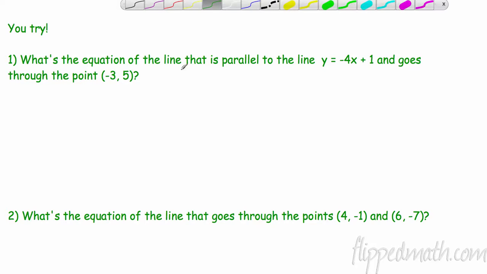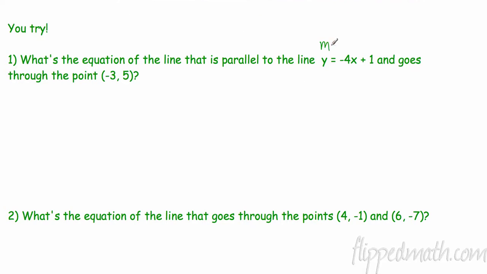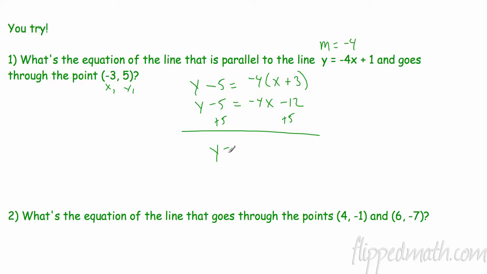What's the equation of the line that is parallel? Parallel means that the slope is the same, so negative 4 is our slope. Here's our x1, here's our y1, so let's plug it in. y minus 5 equals our slope, negative 4, times x minus our x-coordinate, negative 3, so I'm going to just change it right now to plus 3. y minus 5 equals negative 4x minus 12. Add 5 to both sides. y equals negative 4x, negative 12 plus 5 is negative 7.